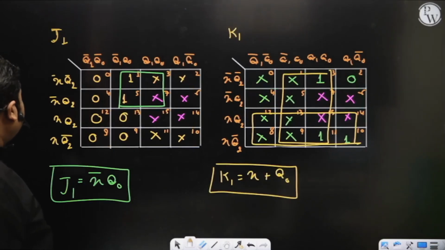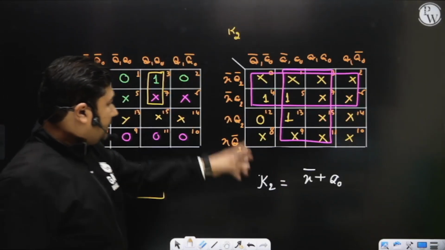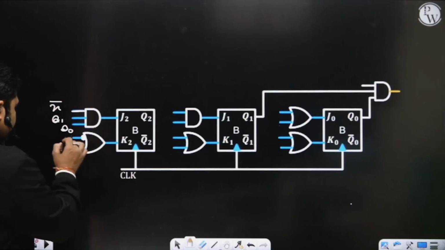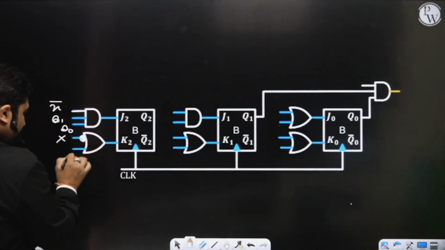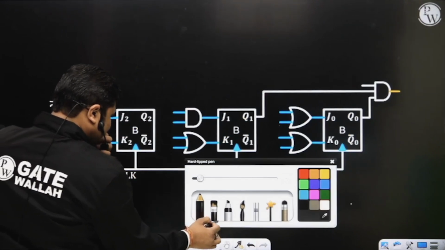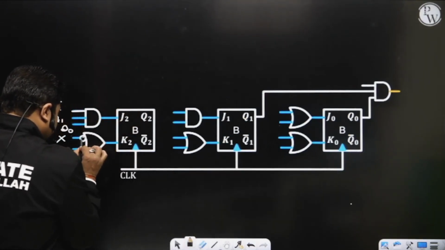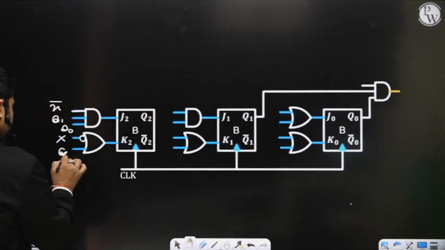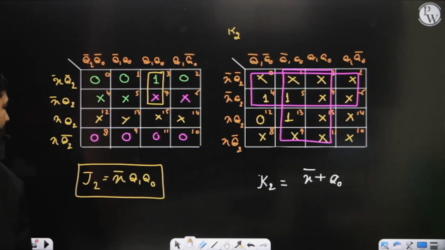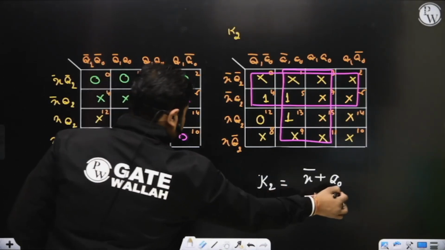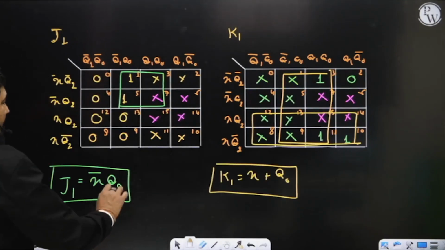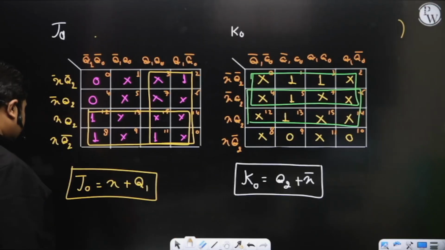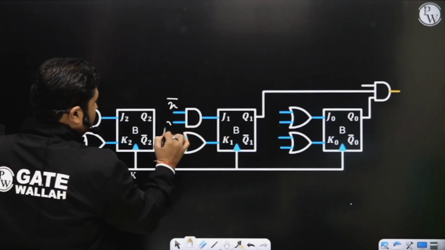Yes, sir. What about K2? K2 is X bar plus Q0. For representing bar, we can show this bubble. Is it okay? Yes, sir. So X bar plus Q0. Now come to J1: X bar Q0, AND gate, X bar Q0. Yes, sir.